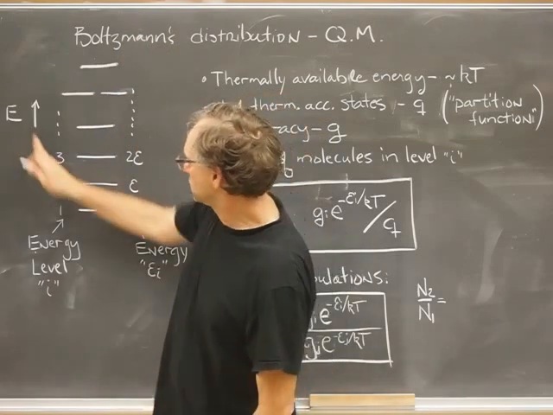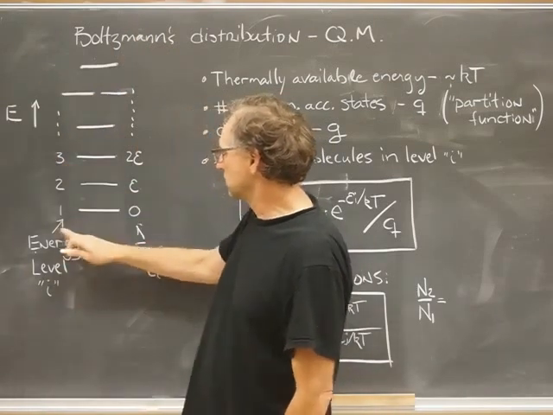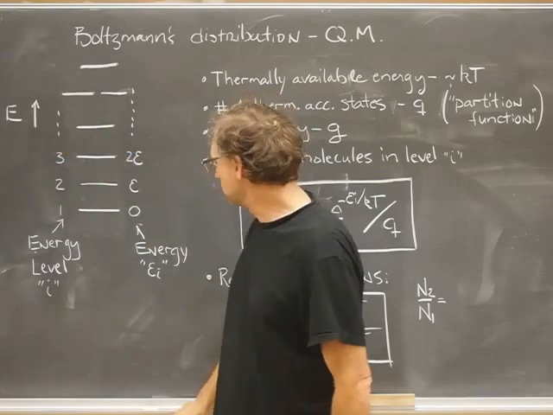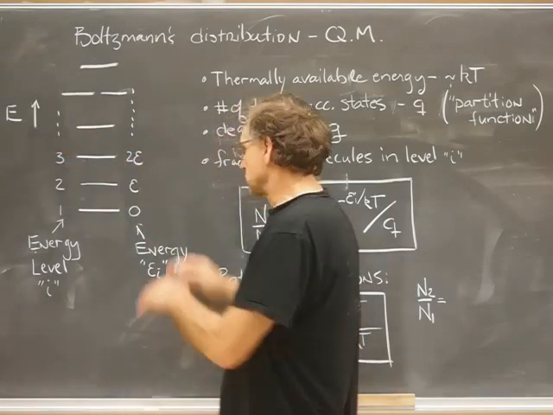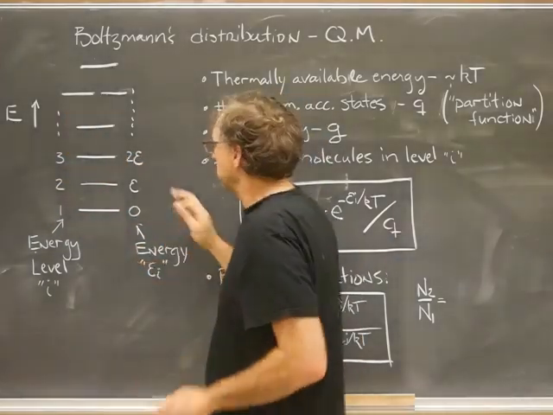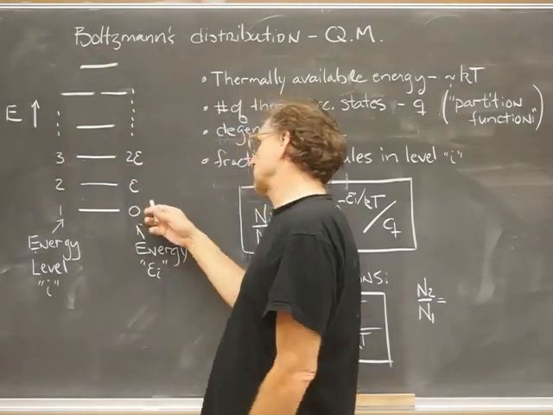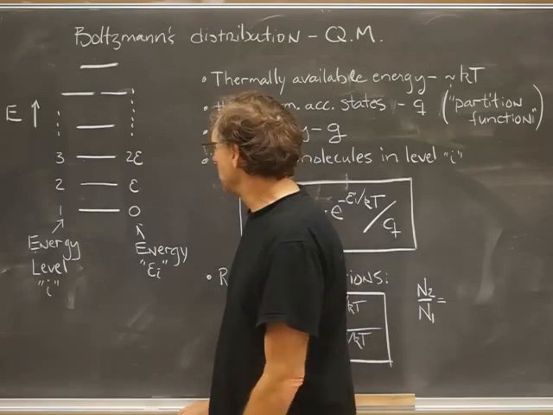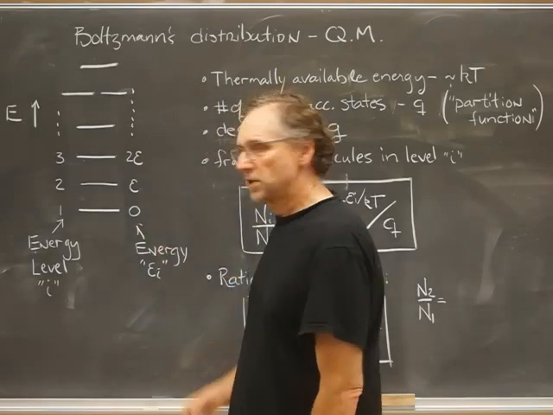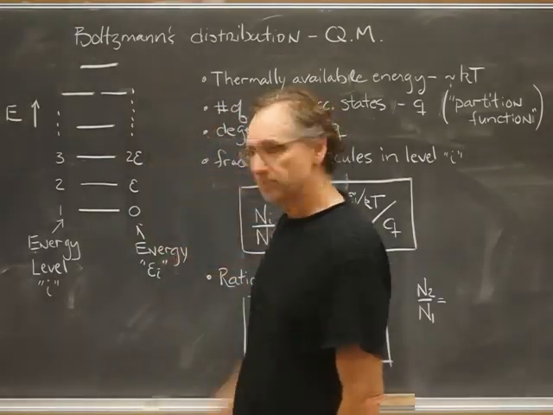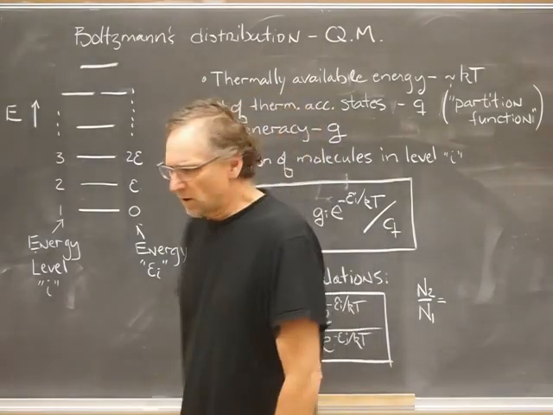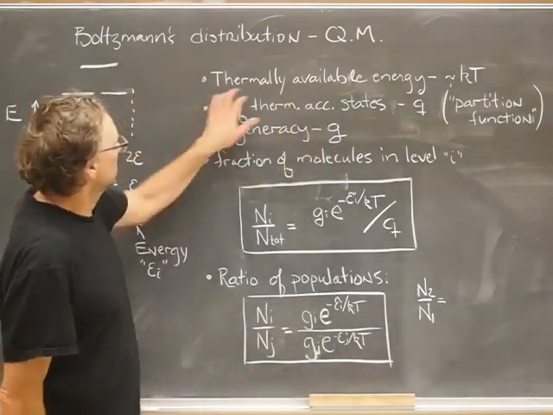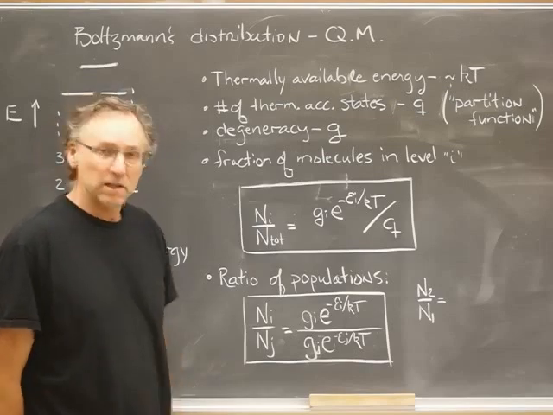Here is energy on the vertical axis, and the energy levels I'm labeling 1, 2, 3, and so forth. Just to reference those energies, if they were all equally spaced, and I arbitrarily said that the lowest energy, the ground state energy, had an energy of 0, well, the first level would have an energy of, say, epsilon, then 2 epsilon, and so forth. So an important idea here is what's called the thermally available energy.